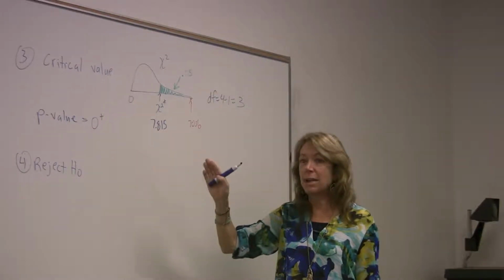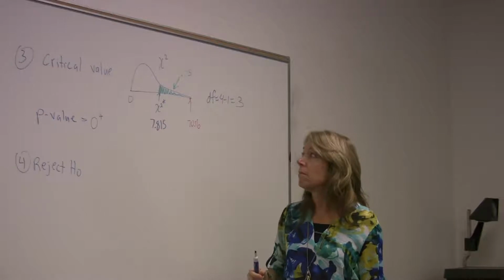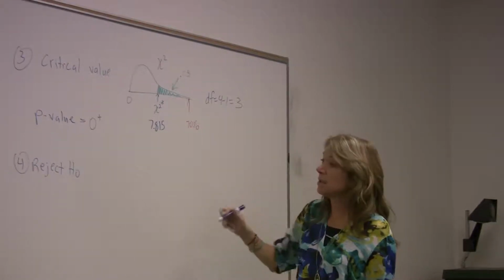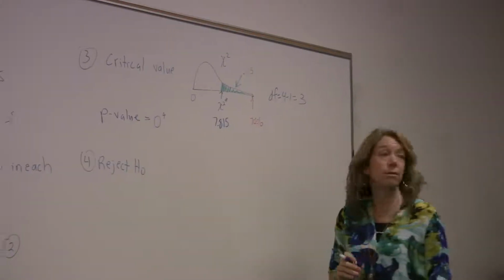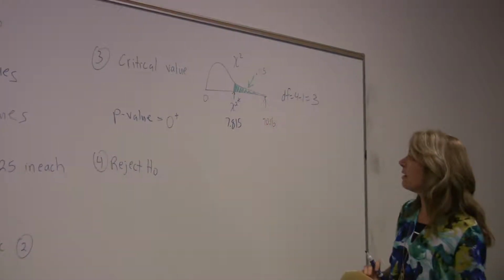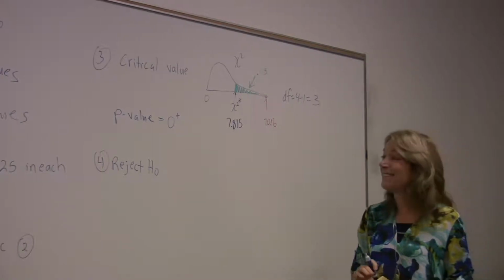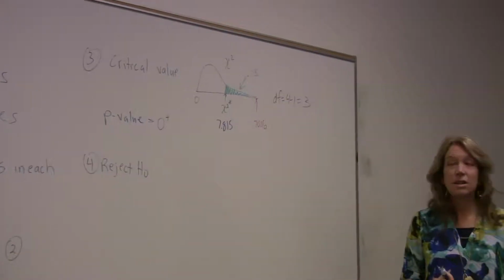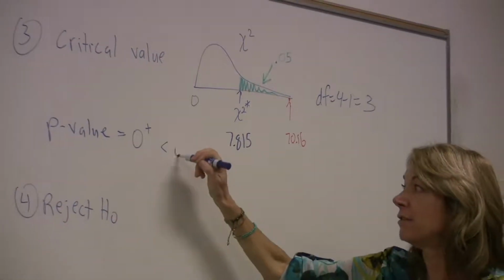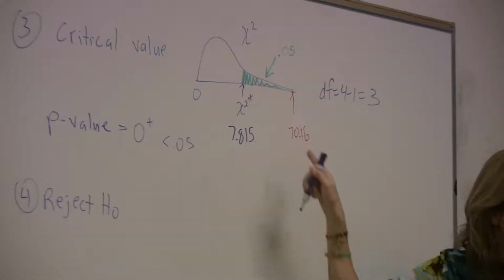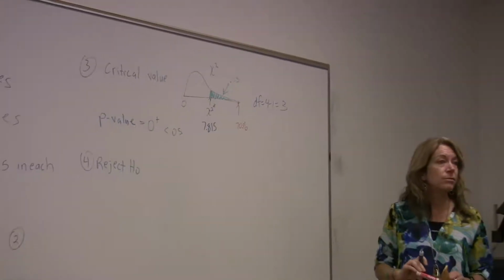Remember your p-value, yes ma'am? What's the red number? 70.16. It's the same as my test statistic. I was just checking to see where it is in that picture. I'm sorry you're all on the other side of the room. It is kind of a sloppy 1.6, I'll give you that. So both the p-value, which is definitely less than 0.05, and the critical value tell me to reject H0.